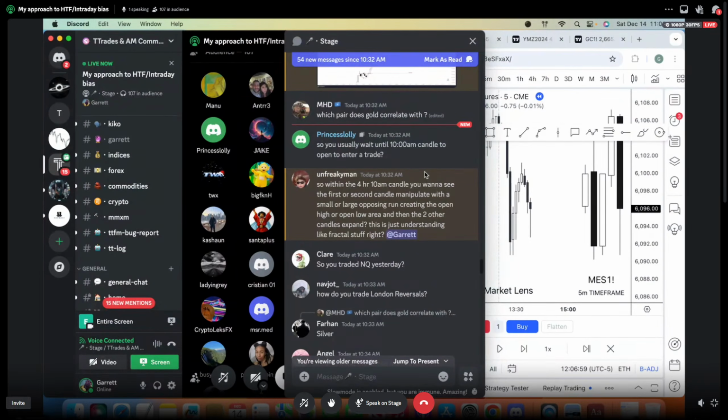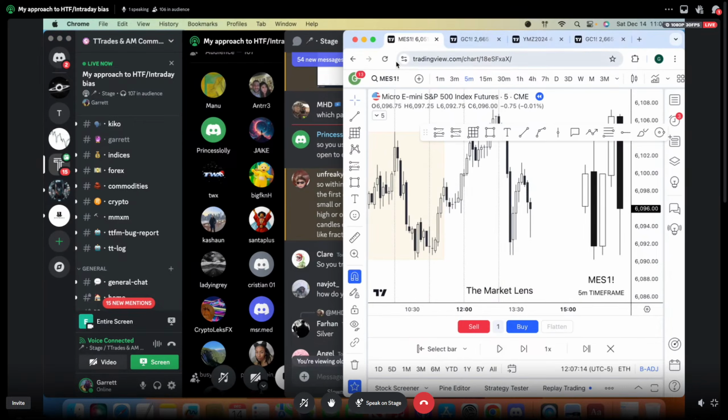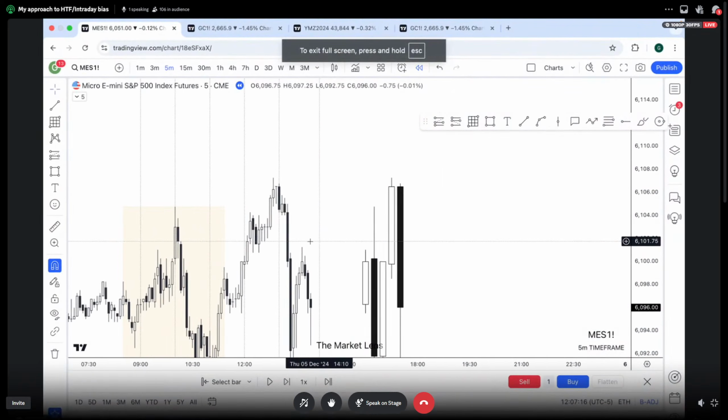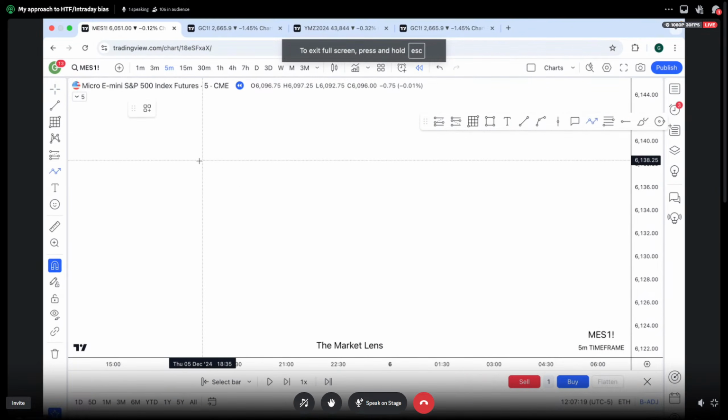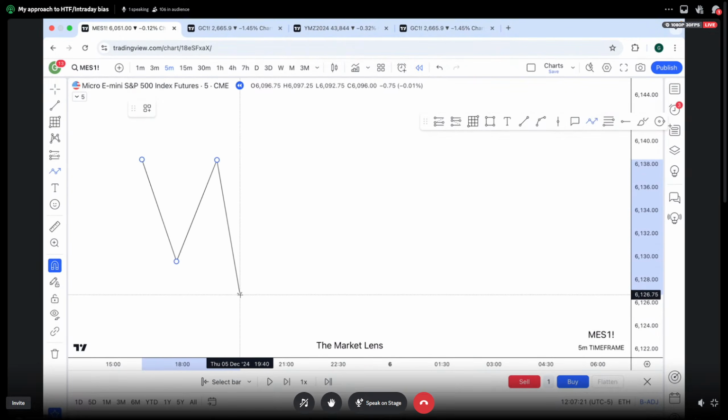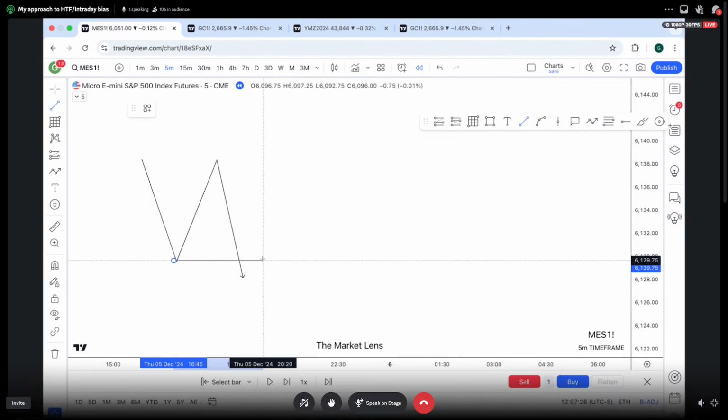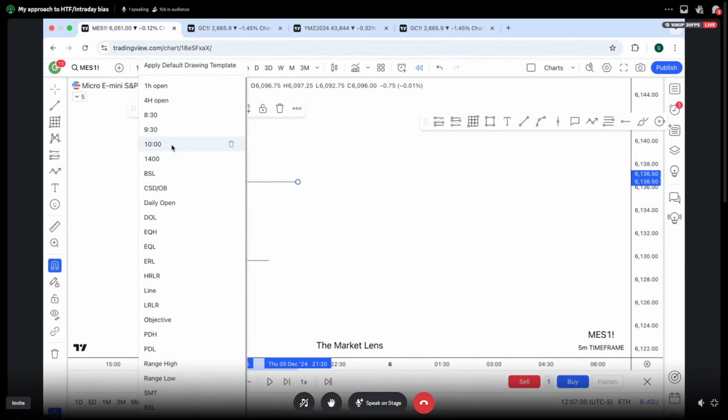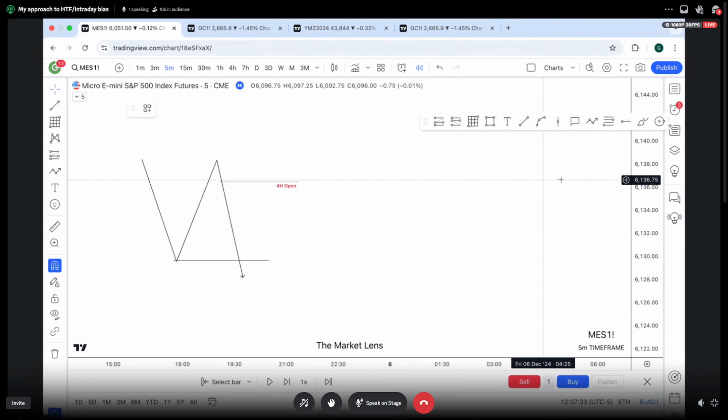So within the 4-hour 10 a.m. candle, you want to see the first or second candle manipulate with a small or large opposing run, creating that open-high and low-close area. The other two candles expand. This is almost the same as fractals. So step one is trading into a high or a low. If we trade into this high or low, and the opening price of this 4-hour candle is way up here, I'm going to wait for the next open of this candle.